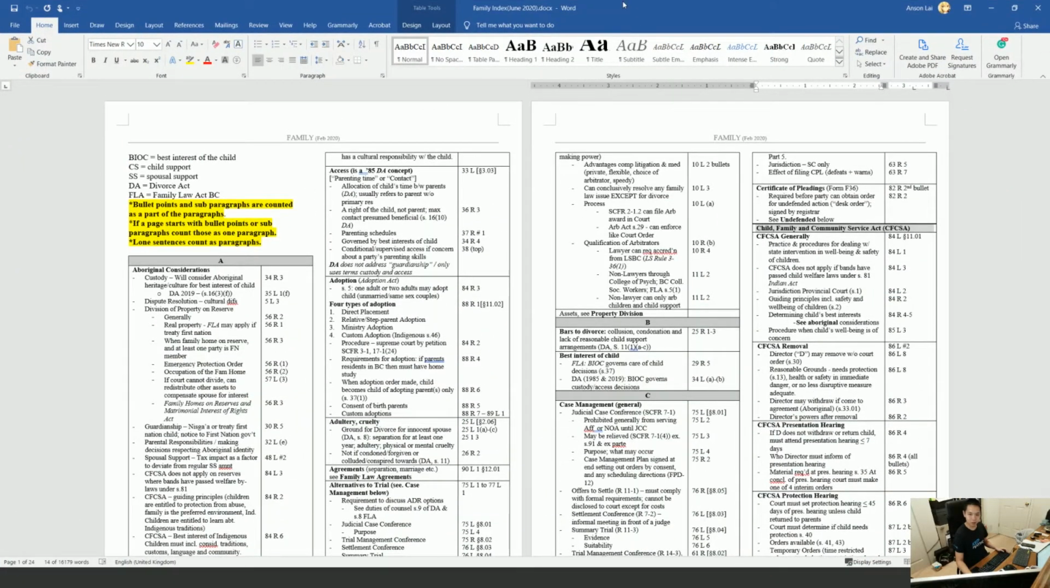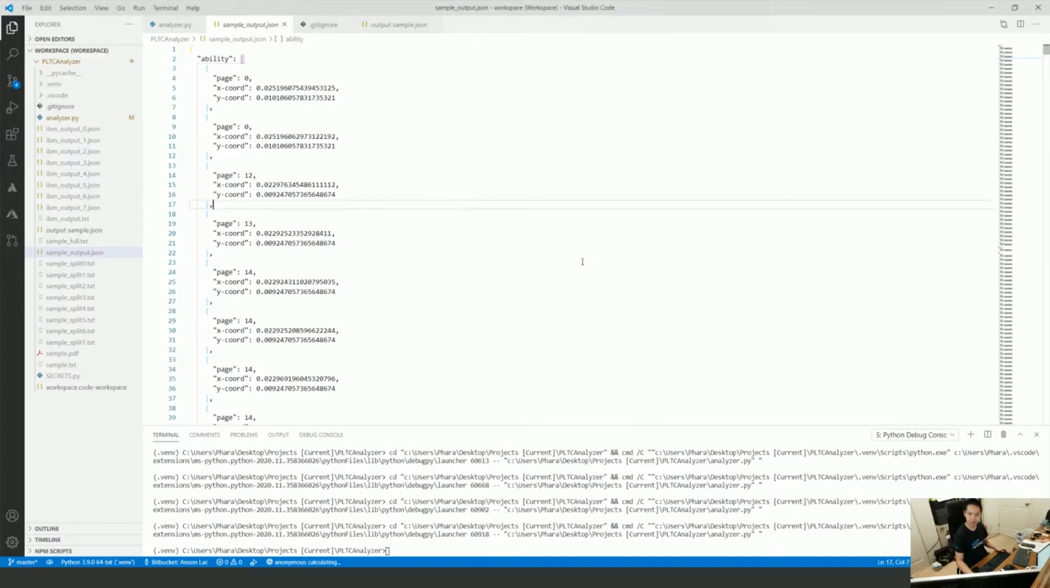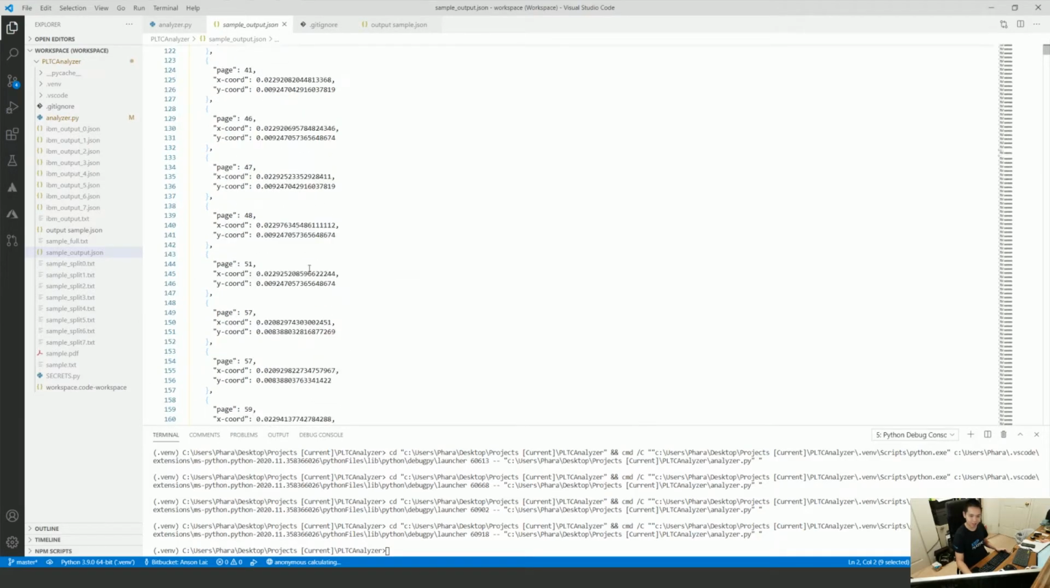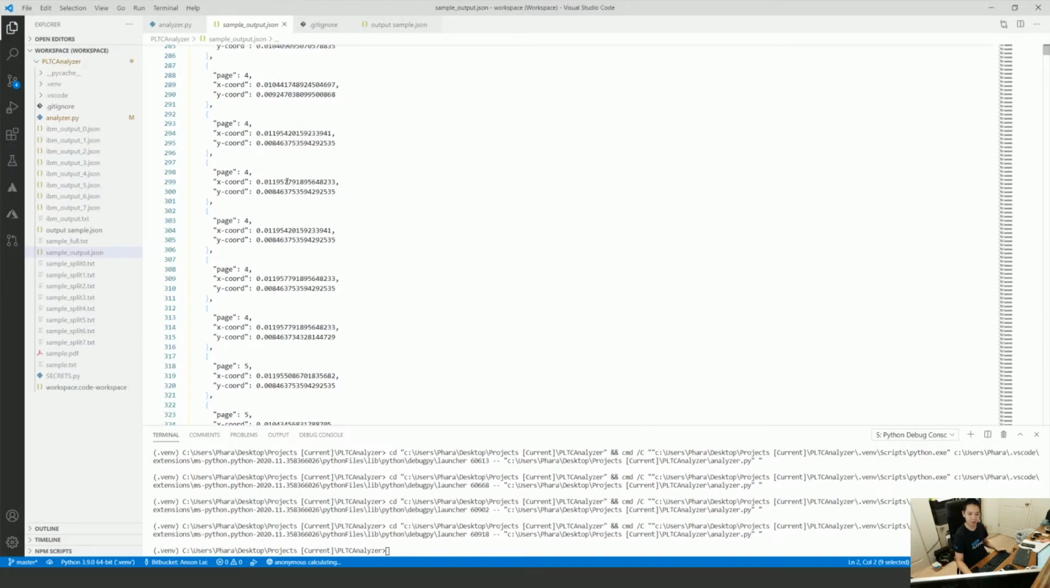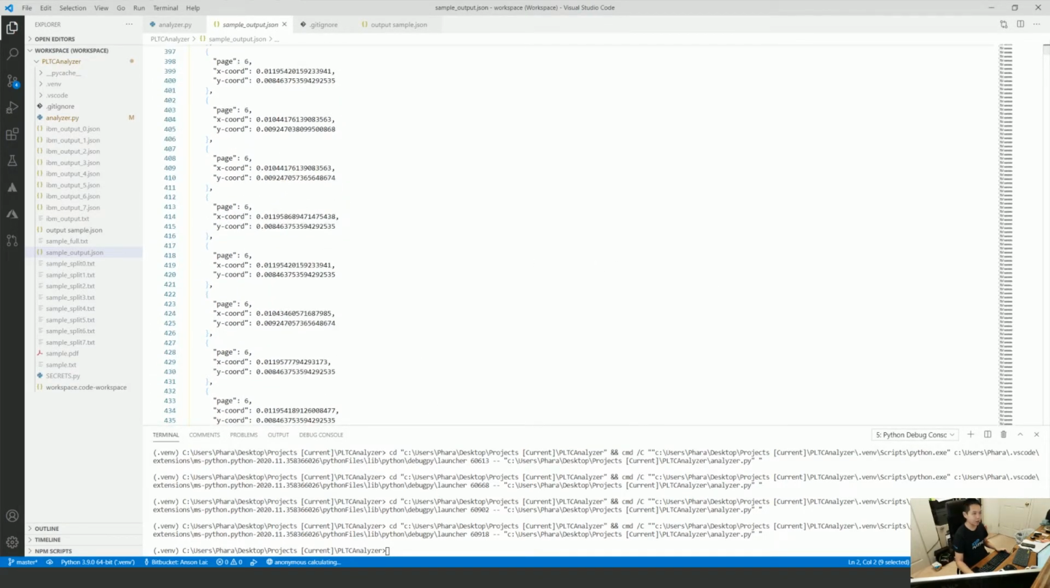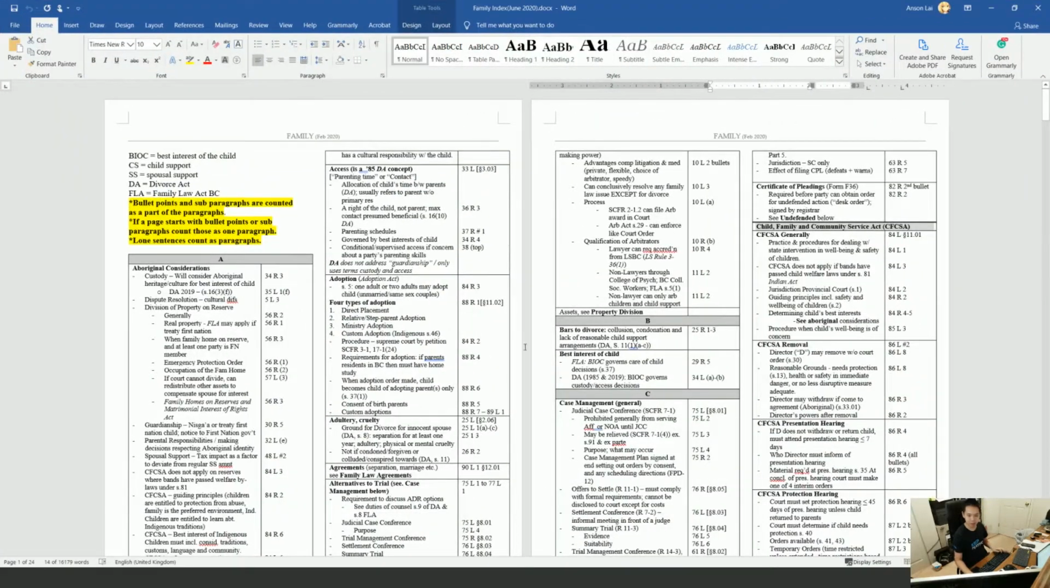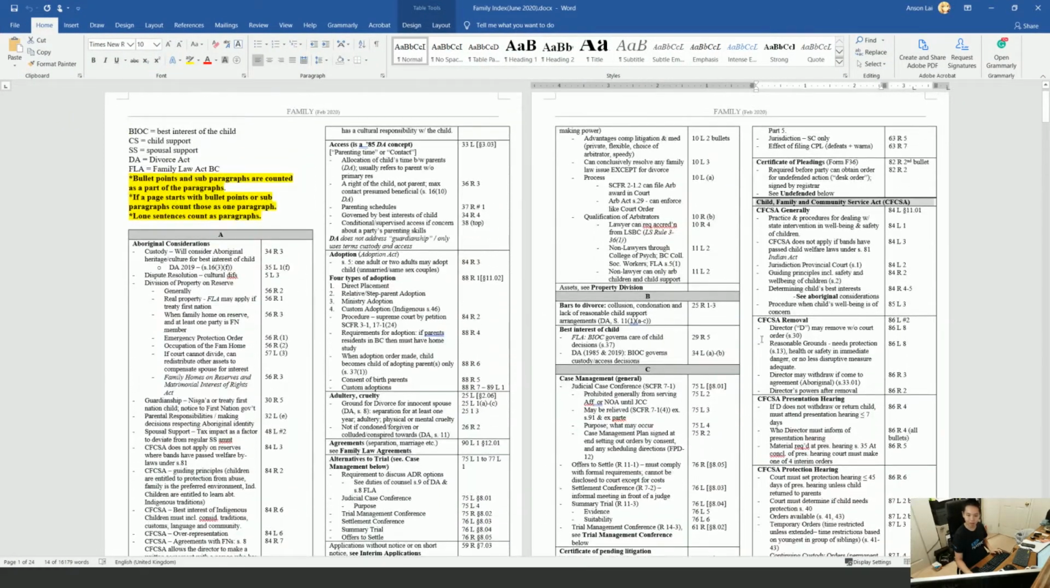But in terms of usability, I can't say that this is very usable. Right off the bat, "ability": that is not a great keyword. That will show up in all sorts of contexts, and you see that it just endlessly shows up in the document. "Accuracy", that's not great. "Act", that's not great. But it did pick up on basically all of the actual keywords.